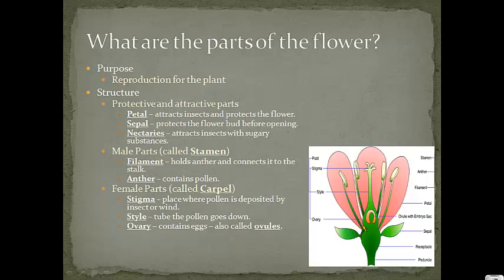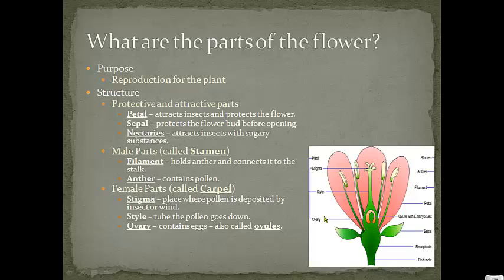It doesn't show on here, but down here also you'll have things called nectaries. Nectaries make nectar, which contain like sugary substances which attract bees and insects to them. In fact, bees use the nectar in order to make honey, so the flowers attract the bees through the nectaries and the nectar.